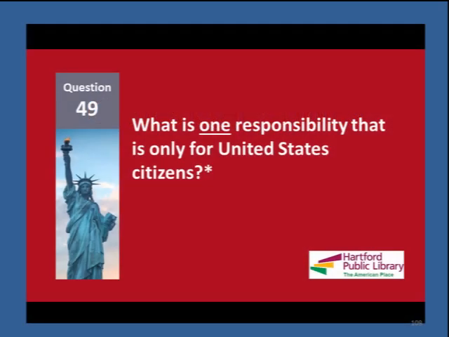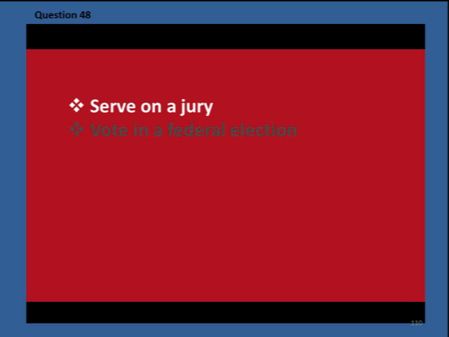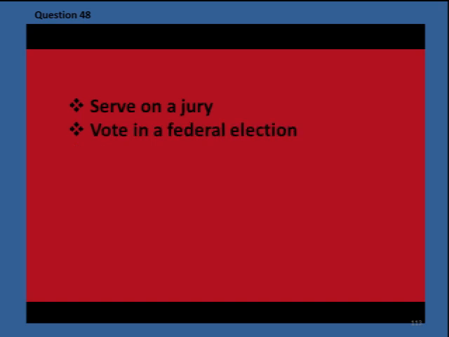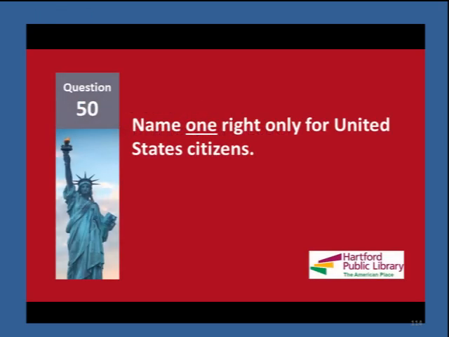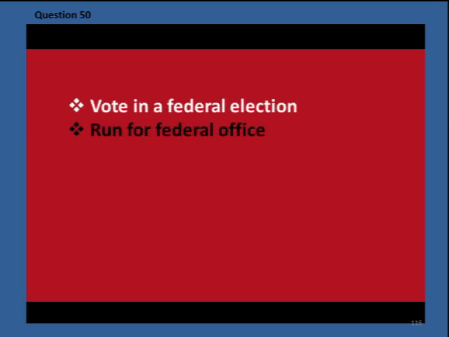Question 49. What is one responsibility that is only for United States citizens? Vote in a federal election. Two responsibilities of a U.S. citizen are to serve on a jury and to vote in a federal election. Question 50. Name one right only for United States citizens. Vote in a federal election. Voting in federal elections is one right only for United States citizens. Another right is running for federal office.